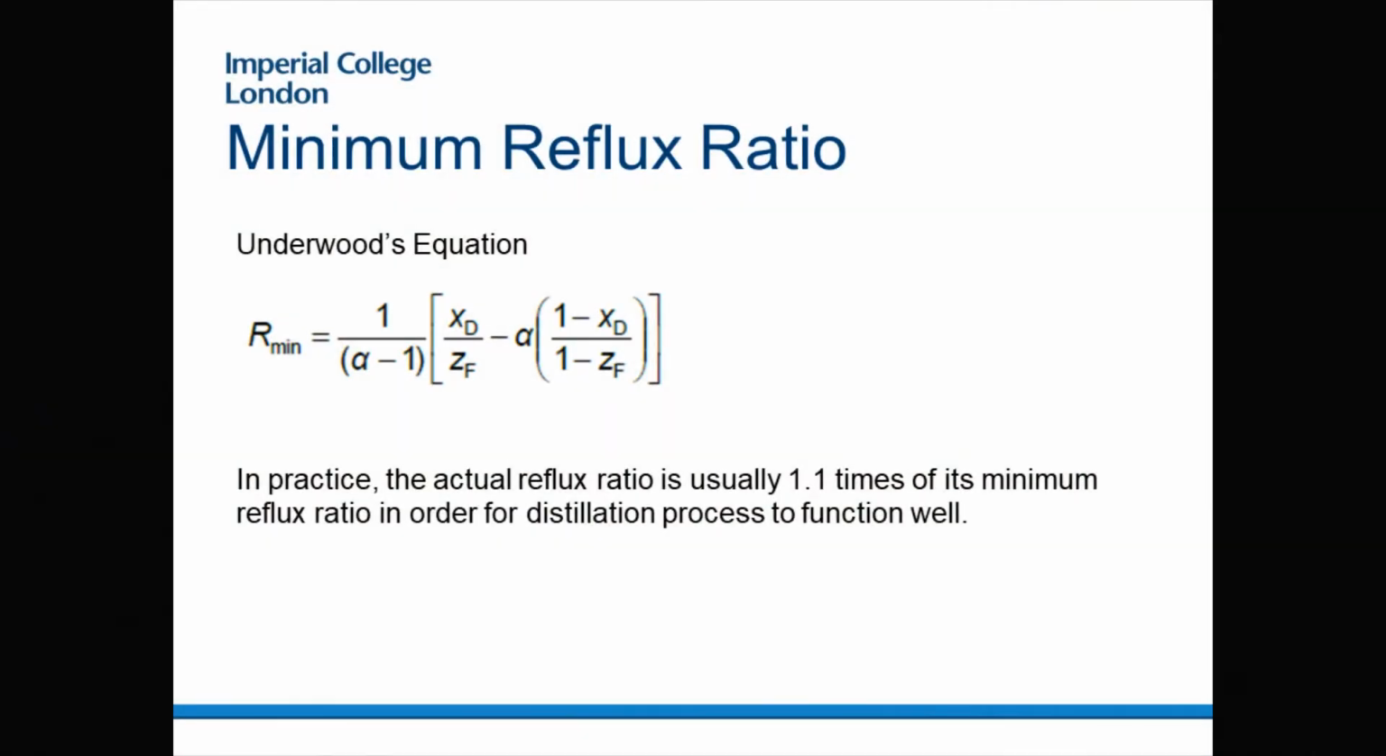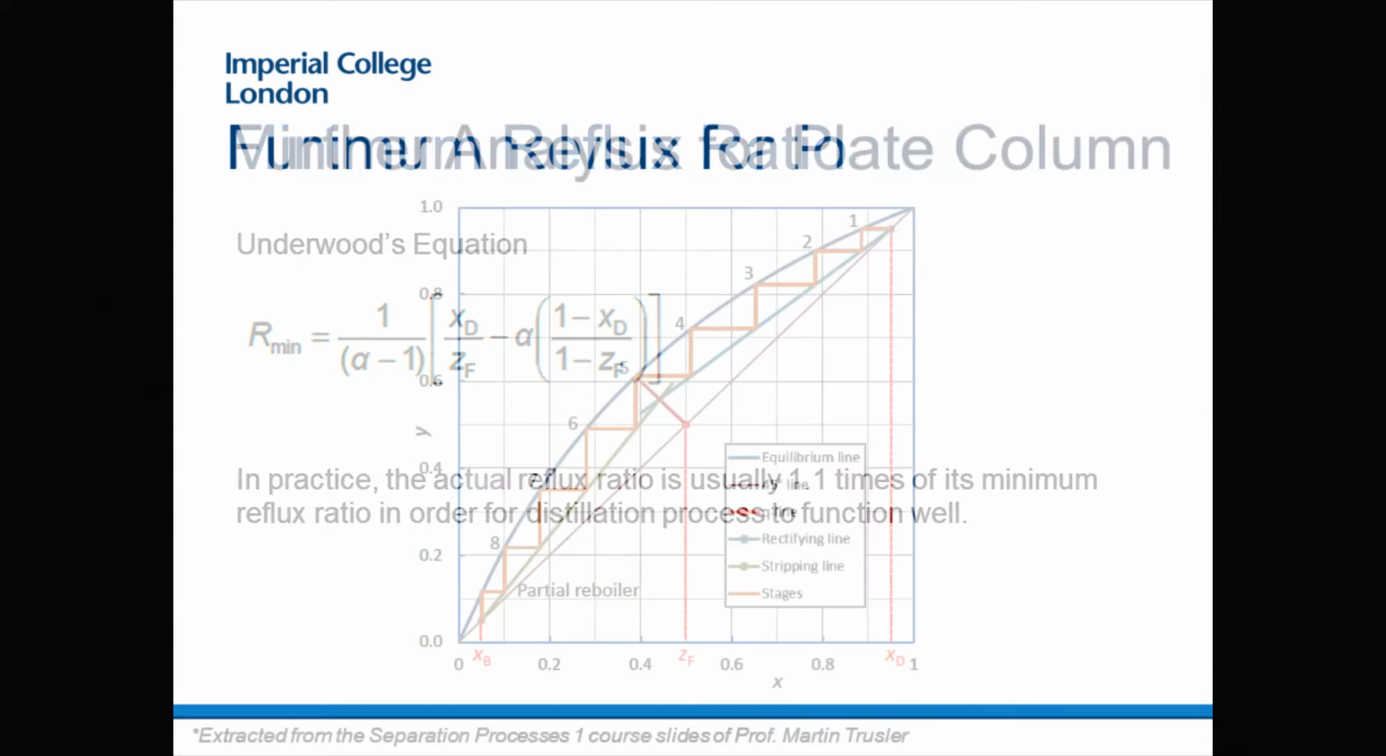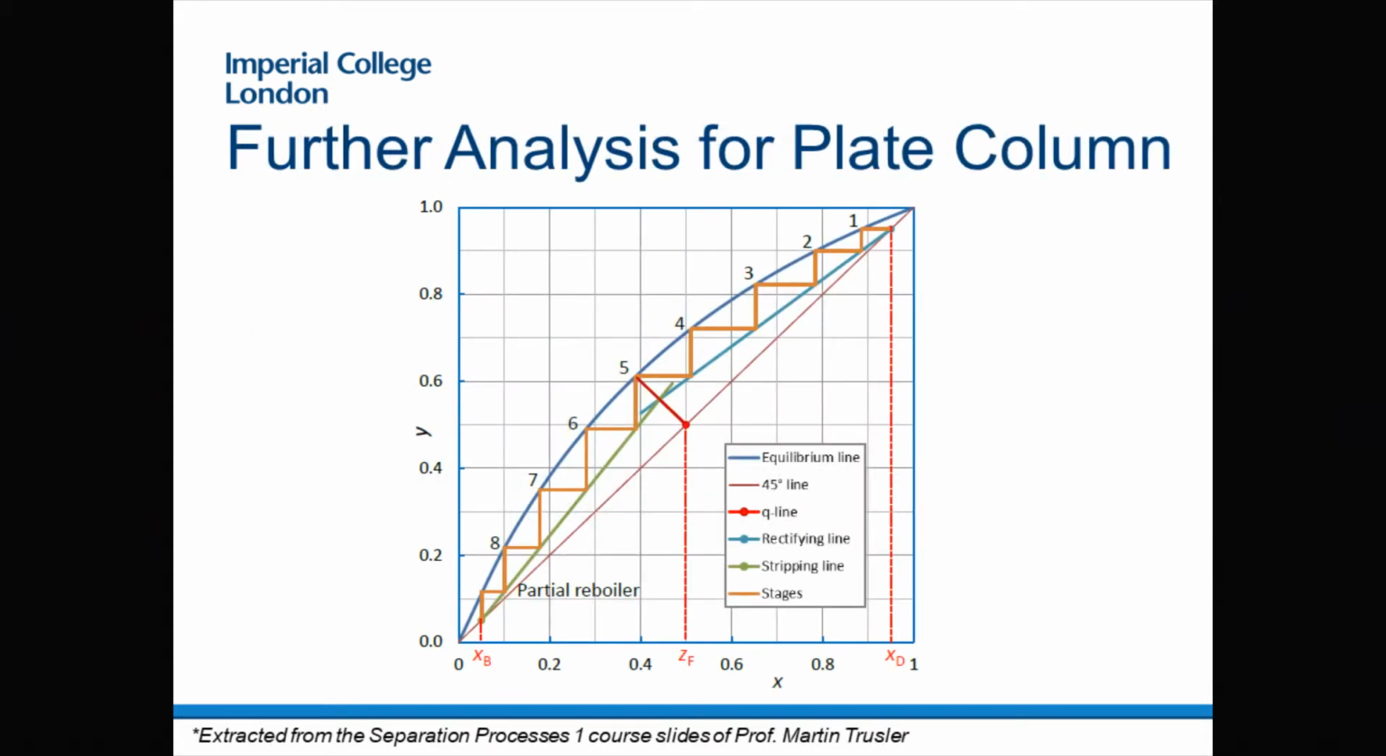We can determine the minimum reflux ratio for the column operation using Underwood's equation. In practice, the actual reflux ratio is usually 1.1 times its minimum reflux ratio in order for the distillation process to function well. Overall, reboiling and reflux are necessary to create countercurrent flow.